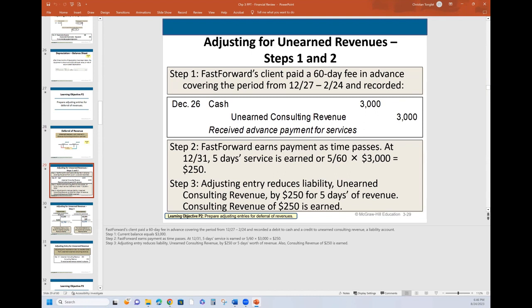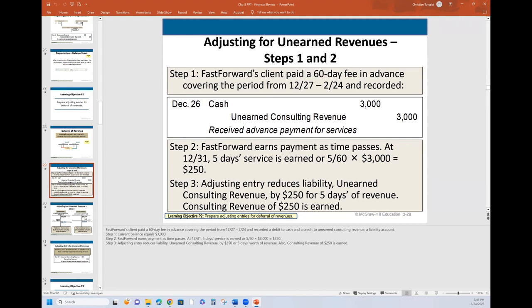So now we earn payment as the time passes. It's at 12/31. We have 5 days of service, and we earned 5 days of service. So it's over 60 days. So it's 5 divided by 60 times the 3,000 to come up with how much it is for those 5 days. So $250. So out of the $3,000, I've provided services of $250.